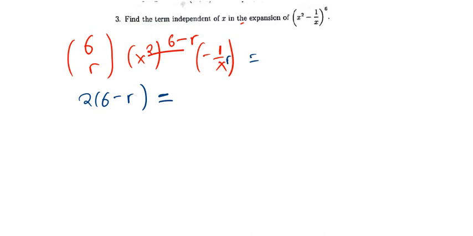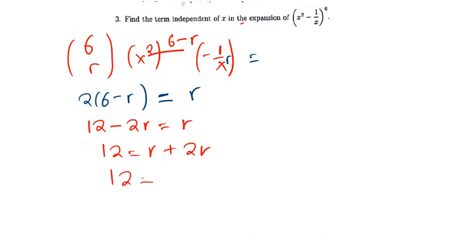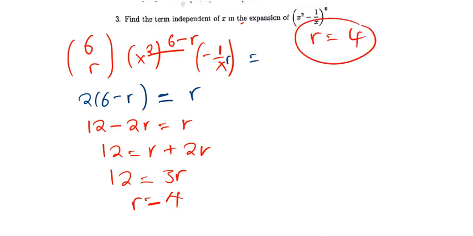So I'll just equate the two. Now we have 2 times 6 is 12 minus 2r is equal to r. We have 12 equals r plus 2r, which gives us 12 equals 3r, and then our r becomes 4. So our r is 4. What term is that? Since we start from 0, that is the 5th term. So these are the possible solutions.